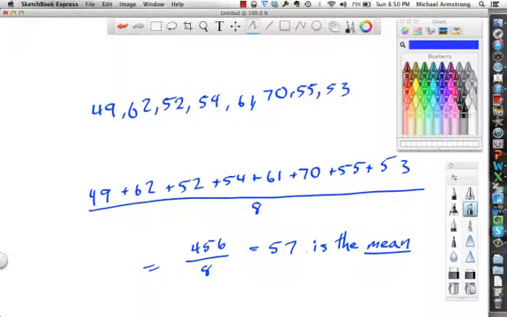456 divided by 8 is 57, and 57 kind of makes sense. We've got 49 on the low end, 61, 70 on the high end. 57 is above a bunch of them, but it's below some others. There aren't really any outliers in this one. They're all kind of a clump of numbers. And that should be all you have to do.